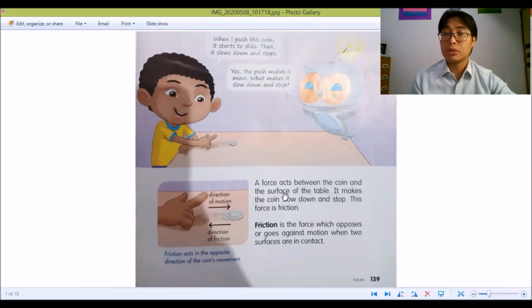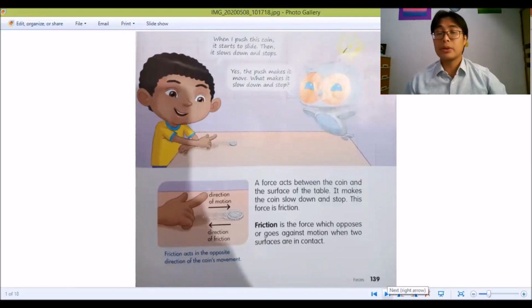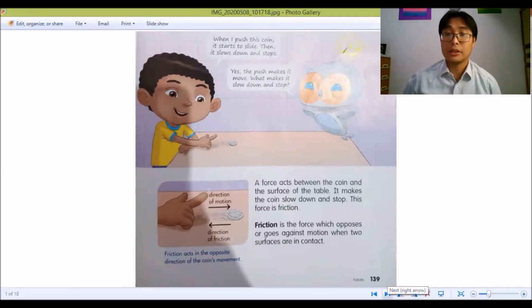So this is applicable to anything, to any material. When you try to start an object and then later you will see that it will slow down and stop because of the friction between the material and then the surface. That is the reason why a moving object automatically slows down and stops because of the friction. So later we're going to have an example of that in your activity book.